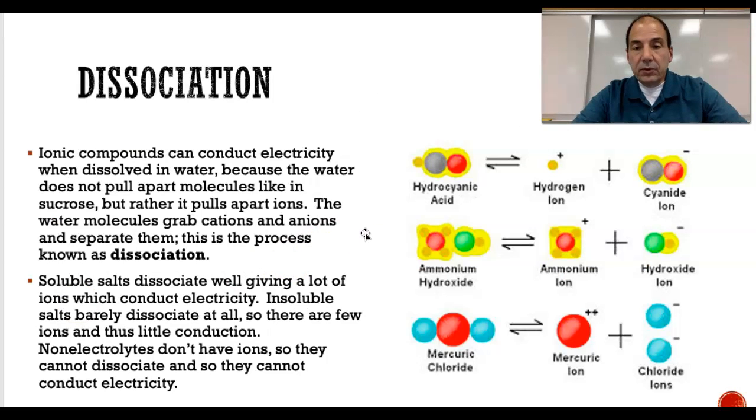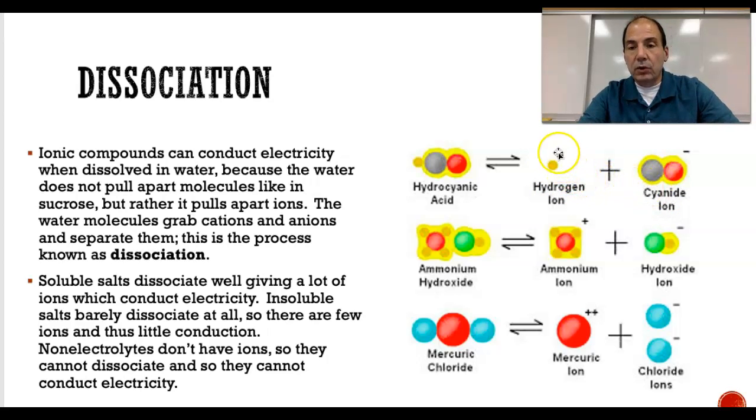I used the word dissociation a moment ago. Dissociation has to do with how the water is separating the ions apart. The negative ends of water are grabbing the cations and the positive ends of water are grabbing the anions and pulling them apart. So if we talked about hydrocyanic acid, or HCN, when it goes into water, it is going to be separated into a hydrogen ion and a cyanide ion. Remember, this is dissociation.